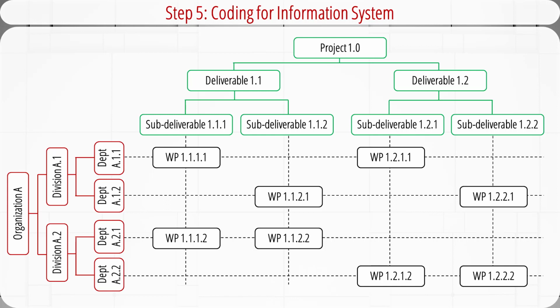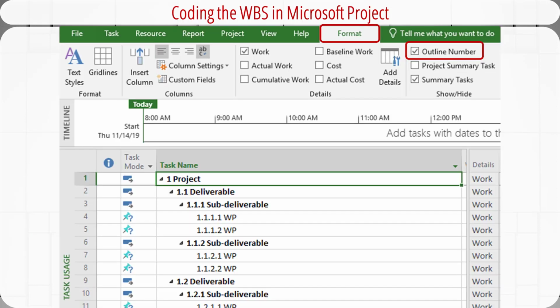Letters can also be used in the coding system in place of numbers. The coding can later be shown in Microsoft Project, like in this picture. You just need to go to the Format tab and make sure the outline number box is checked. This coding system will allow project reports to be conveniently consolidated at any level in the organizational structure.